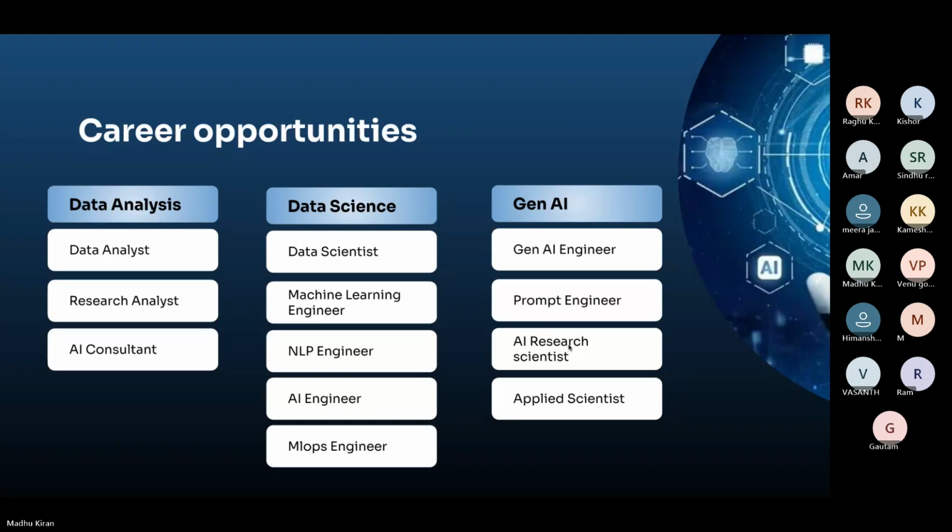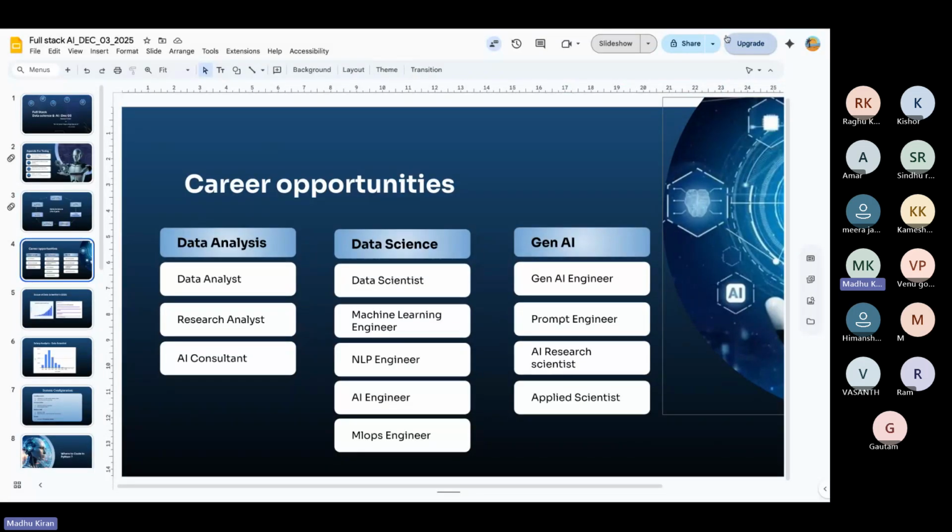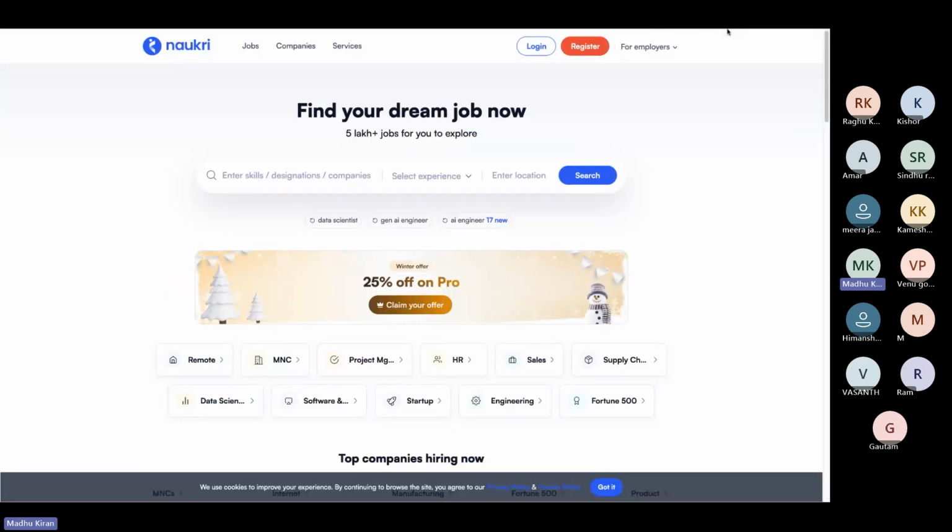And AI research and applied scientist is someone, it's a little academic, research oriented, where in big companies they are trying to invent new LLM models and new machine learning models. So this is research scientist and applied scientist, a little research oriented work where they are inventing new models. So there are different career opportunities, but let's look at something in a jobs portal like Naukri.